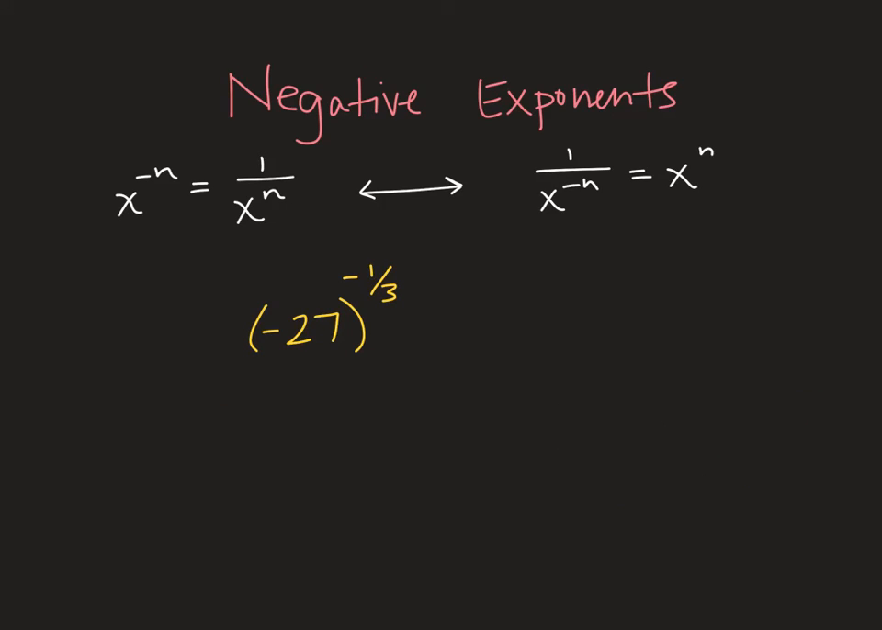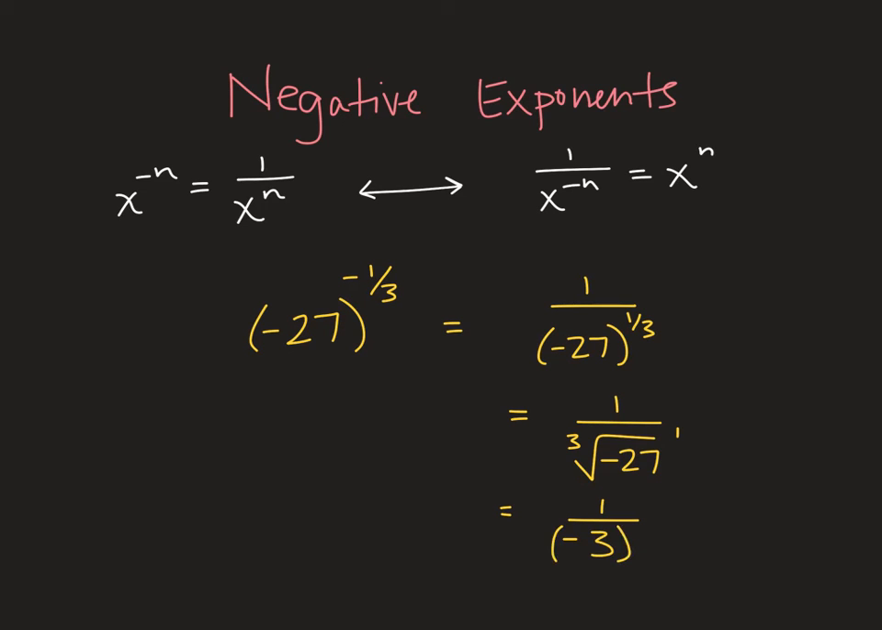Okay, our last example is negative 27 to the negative 1/3. This means we're going to do 1 over negative 27 raised to the positive 1/3, which means we are taking the cube root of negative 27 and then raising it to the first power. The cube root of negative 27 is negative 3. Raising negative 3 to the first power keeps it as negative 3. Now with a fraction, we want to put the negative just out front of the fraction instead of in the denominator.